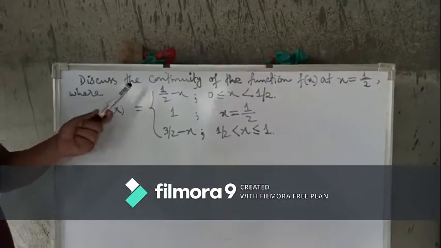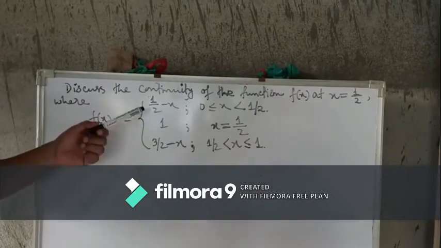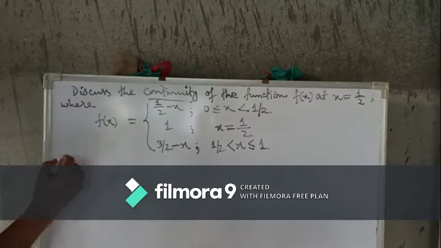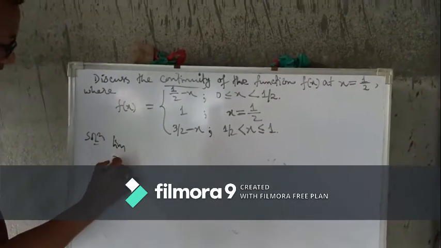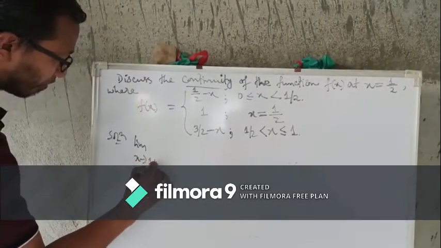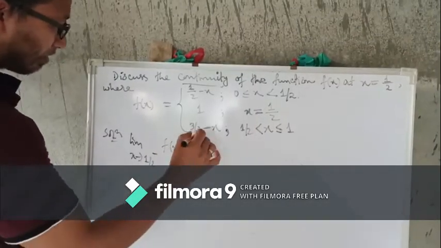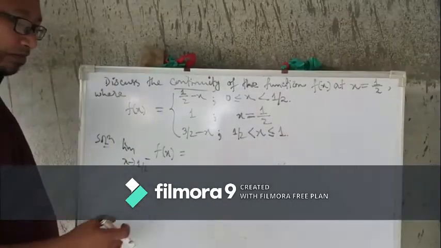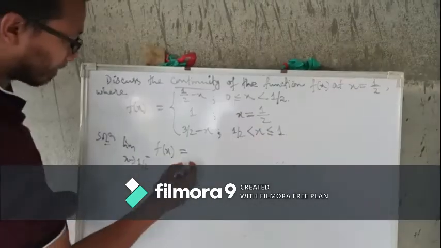Question: discuss the continuity of the function f(x) at x equal to 1 by 2, and the function is given. So the question is to check the continuity. Okay, we will start from the left hand limit, that means x tends to half, since the point is half. Left hand limit means negative f(x). This time we are not going to take h, but another very easy method to find the limit of a function.